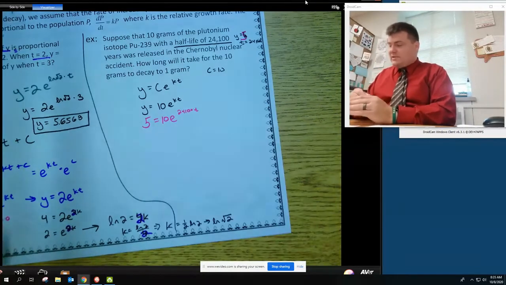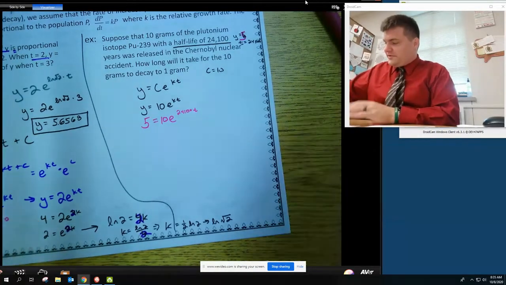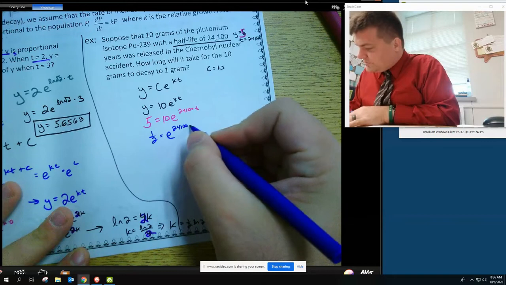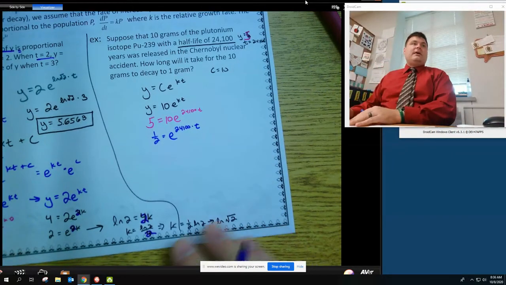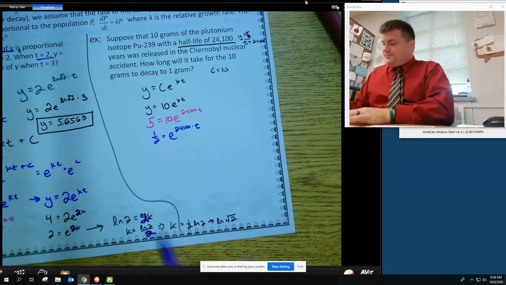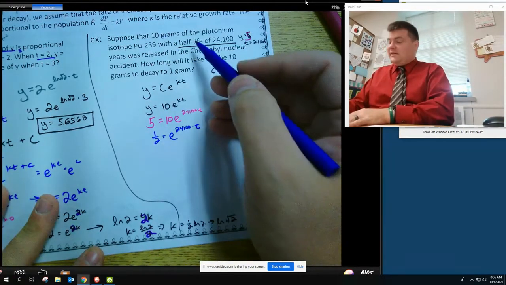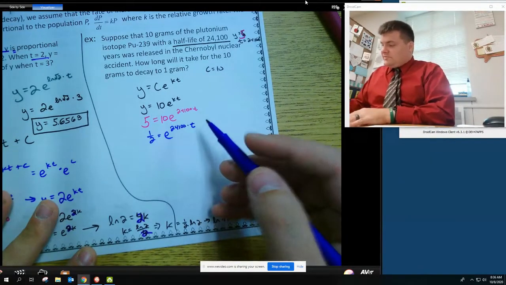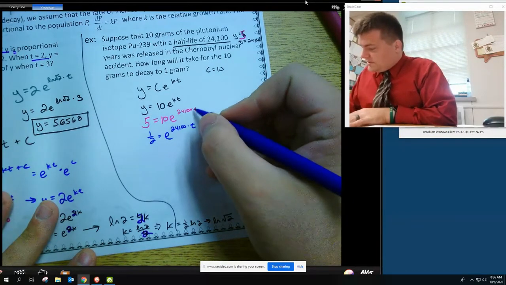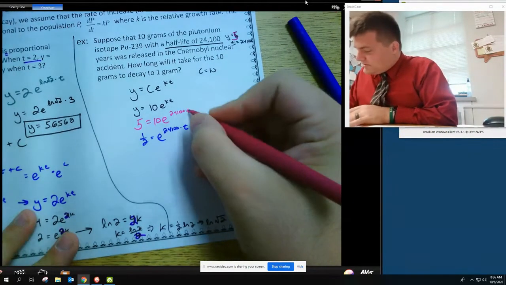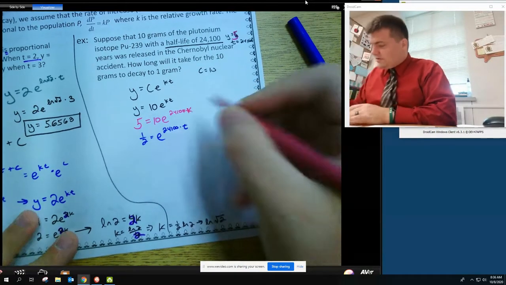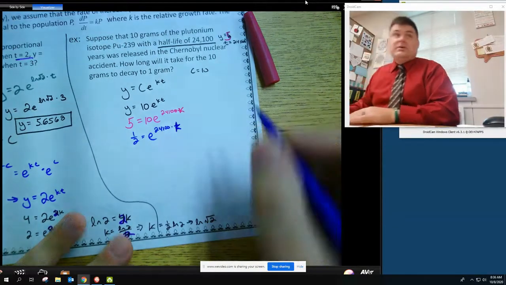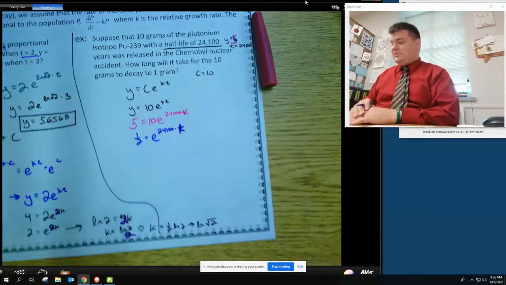So when I divide the 10 over, this is where you're going to get the 1/2. When you divide that 10 over, you're going to get 1/2 equals e to the 24,100 times k. So it starts at 10, half-life takes it to 5, so there are 5 grams remaining after this many years. I made some mistakes: this should be times k, not t. Now I actually got this straight. Now I just have to solve for k.